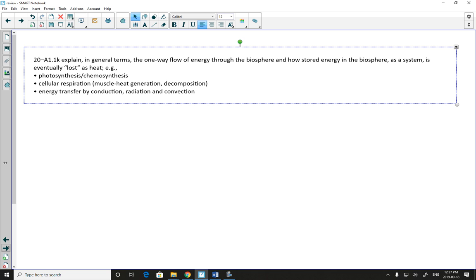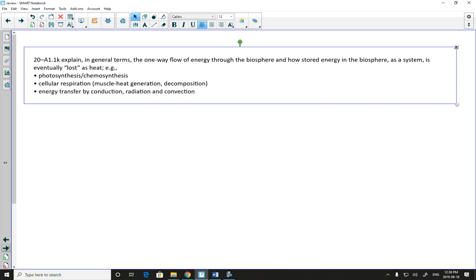So the first outcome was just talking about the one-way flow of energy through the biosphere and how we can store energy in the biosphere, but how it's eventually lost as heat, right? So, one-way flow of energy. You've learned a long time ago that energy flows, it doesn't cycle, but matter cycles. So that comes back to us again here.